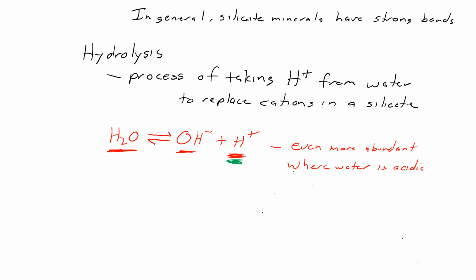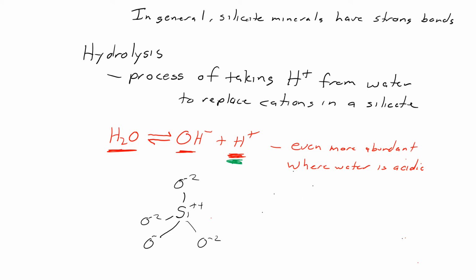So how does this process of hydrolysis work? Well, let's start with a simple silicate mineral. So we have Si in the middle. Remember, all silicates are made out of this tetrahedron. So let's build a tetrahedron there. Surround that silicon with 4 oxygens, each -2.